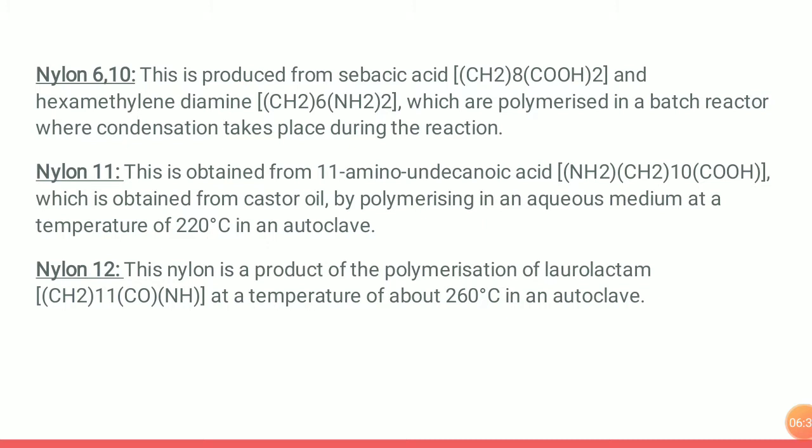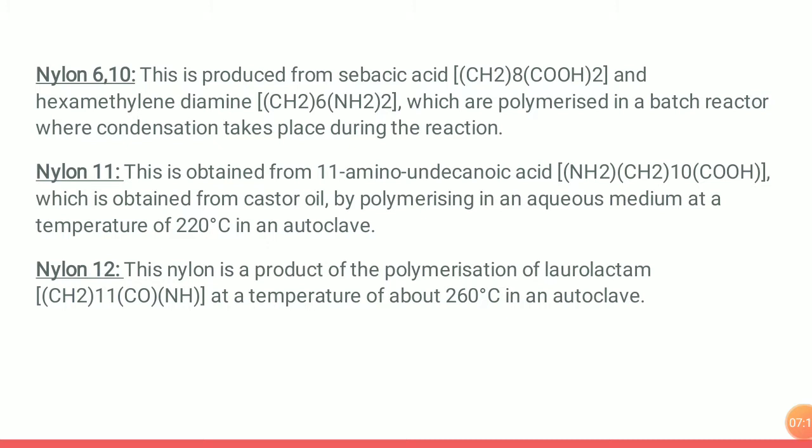Now the next type is nylon 11. This is a product obtained from the monomer called 11-aminoundecanoic acid. Then it is obtained from castor oil. So this group is obtained from castor oil, and by polymerizing in an aqueous medium at a temperature around 220 degrees Celsius in an autoclave, we get nylon 11. Again, it has wide application. Various applications are there for nylon 11.